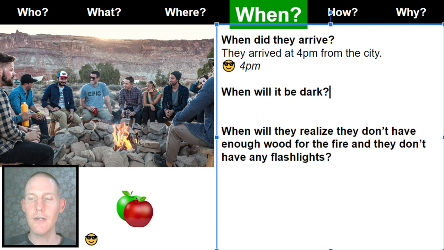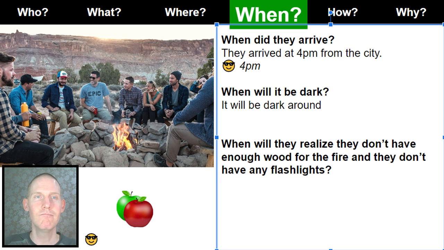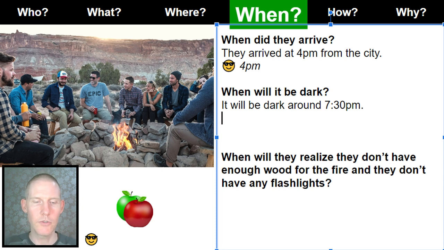When will it be dark? Ooh, when the mountain lion comes. Let's see. It will be dark around, depending on what season and all that, I'm just going to say 7:30 p.m., right? So a short answer we could say, so when will it be dark? We could say 7:30.